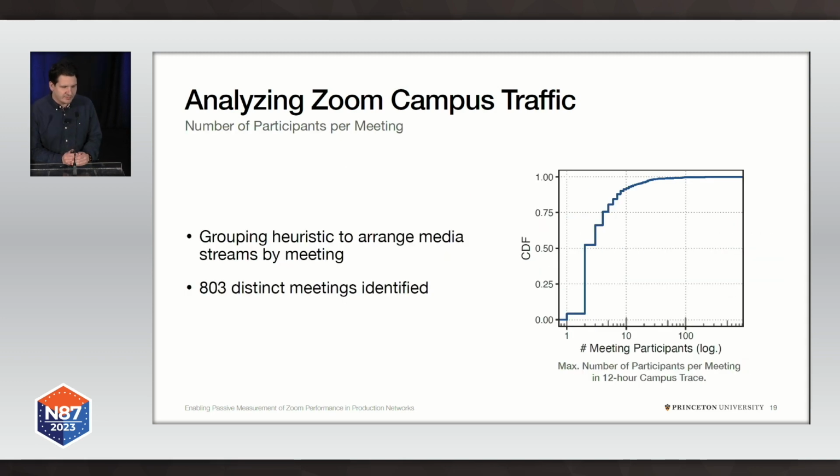So first, the number of participants. We use this grouping heuristic that I was talking about earlier. Using this, we were able to identify 803 distinct meetings over the course of those 12 hours. And as you can see in this cumulative distribution function here on the right side, roughly 50% of the meetings on our campus have at most 2 participants. You see roughly 5% or so of meetings with a maximum of only 1 participant, presumably when somebody joins a room and then nobody else joins. And roughly 90% of the meetings have at most 10 participants.